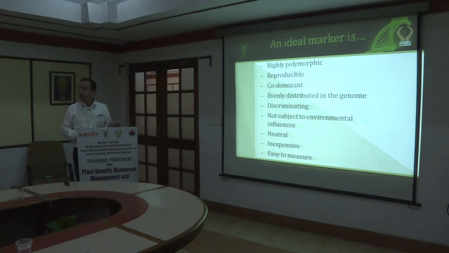It should be neutral, not subjected to selective sweeps. It should be inexpensive, and it should be easy to measure. So these are some of the features which make a marker an ideal marker. If we will be talking about different kinds of markers, we can see which marker fits under which category. Okay.